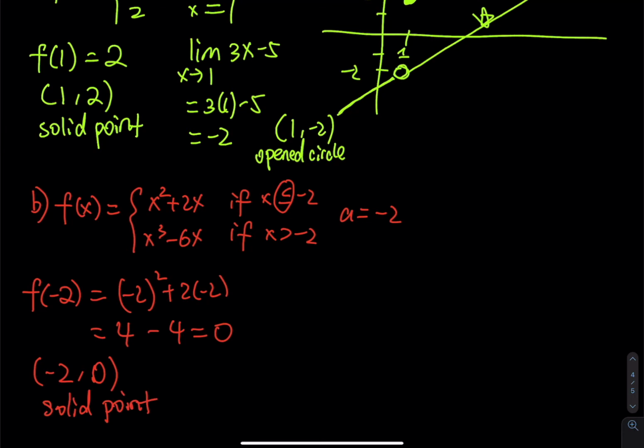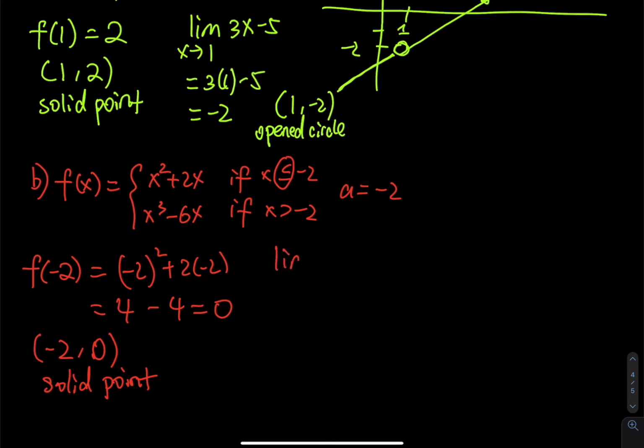And then we check the limit. So the limit as x approaches negative 2 from either side, x to the third minus 6x. How come I don't separate them into two limits? Should I? The answer is yes or no. This one is greater than. Should I? Think about it. The answer is yes, I should.